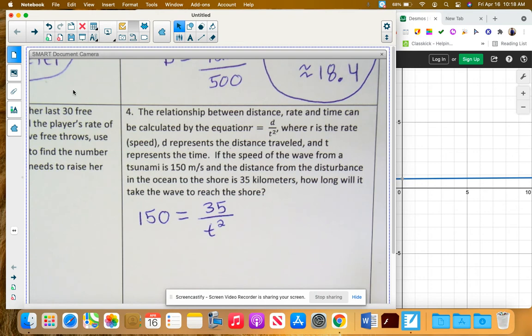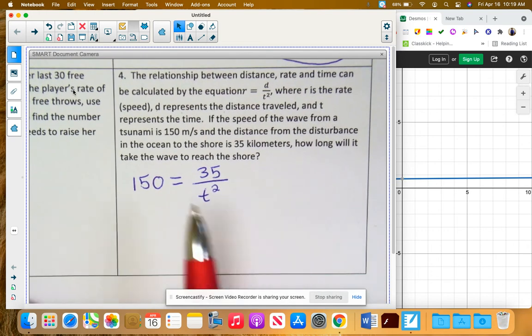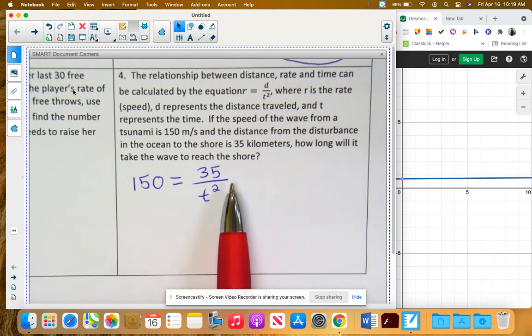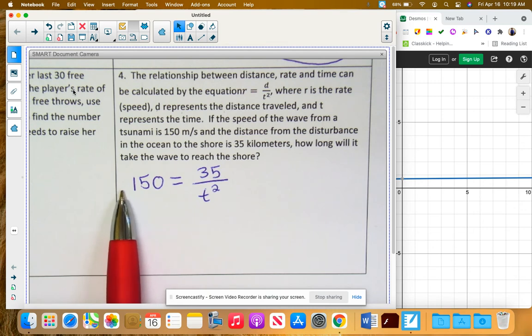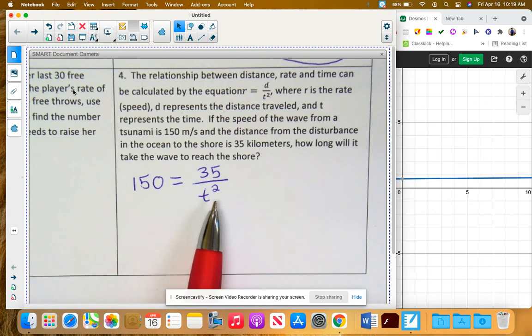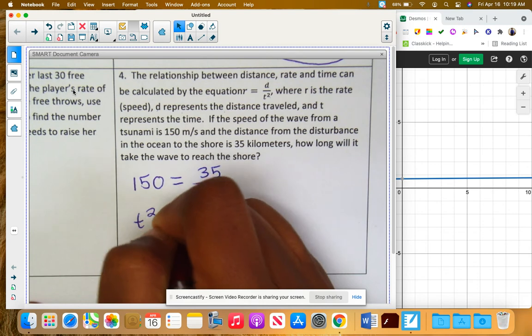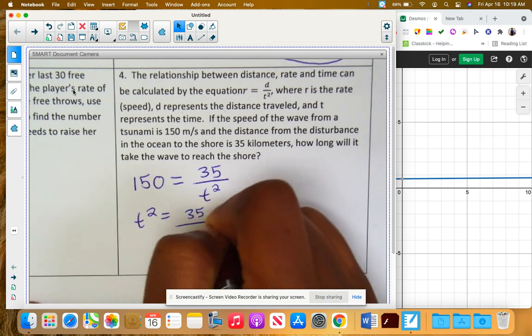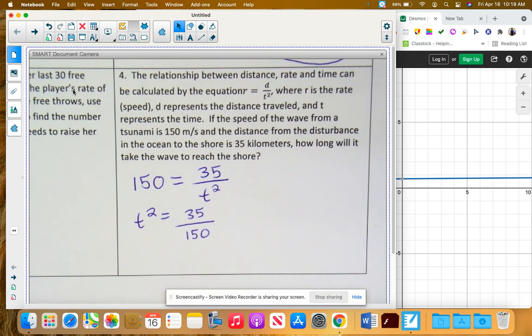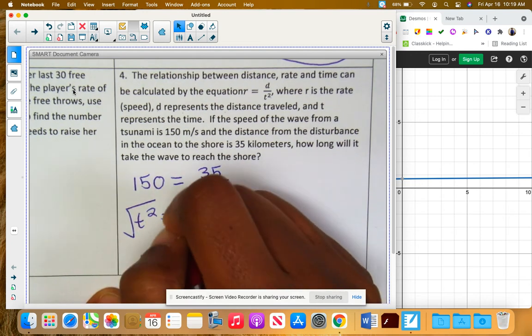Now I just need to solve this equation for T squared. So if I solve for T squared, I'm going to do 2 steps in one. So follow me for a moment here. The opposite of dividing by T squared is to multiply both sides by T squared. And then you'd have 150 times T squared, and you need to divide by 150. So if I do that, that's going to give me T squared equals 35 divided by 150. The opposite of squaring something is to take the square root.